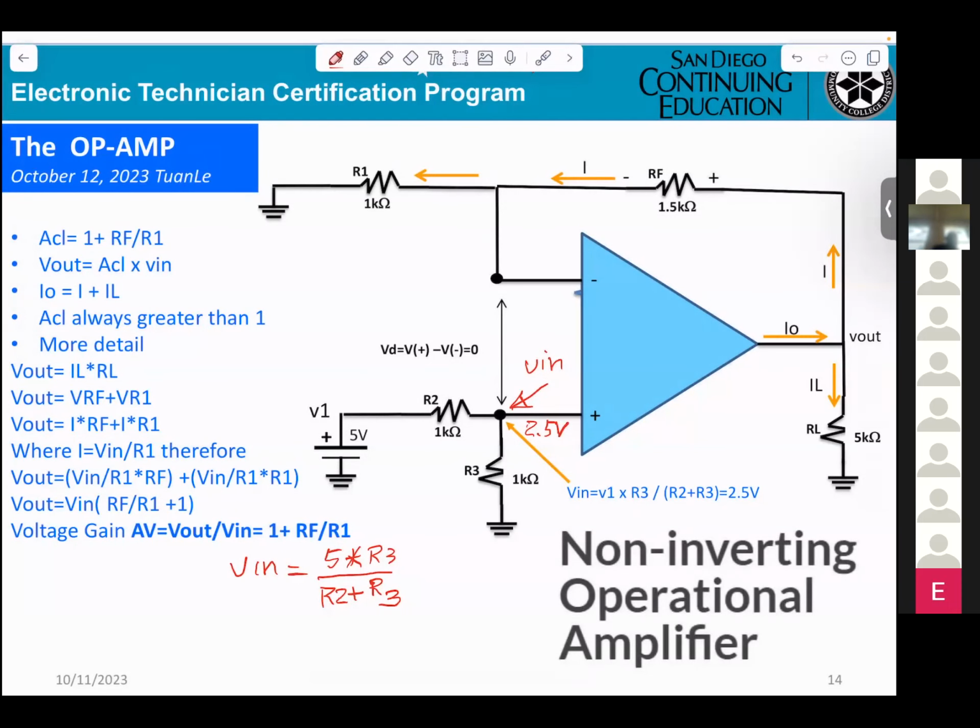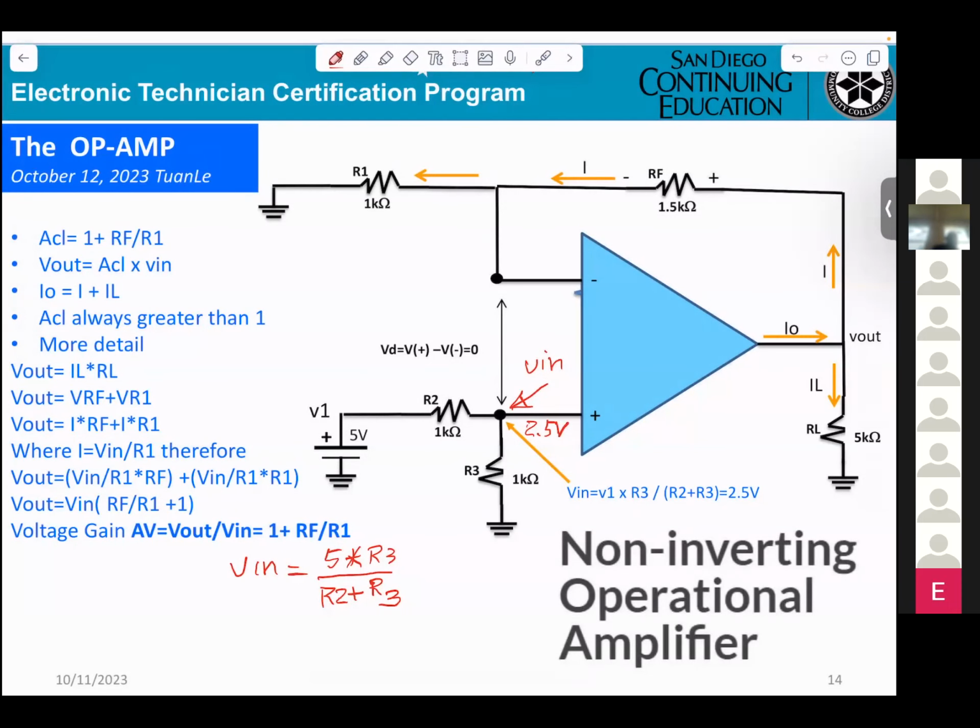Okay? I here. Ohm's law. 2.5 divided by 1K. 2.5 milliamp.